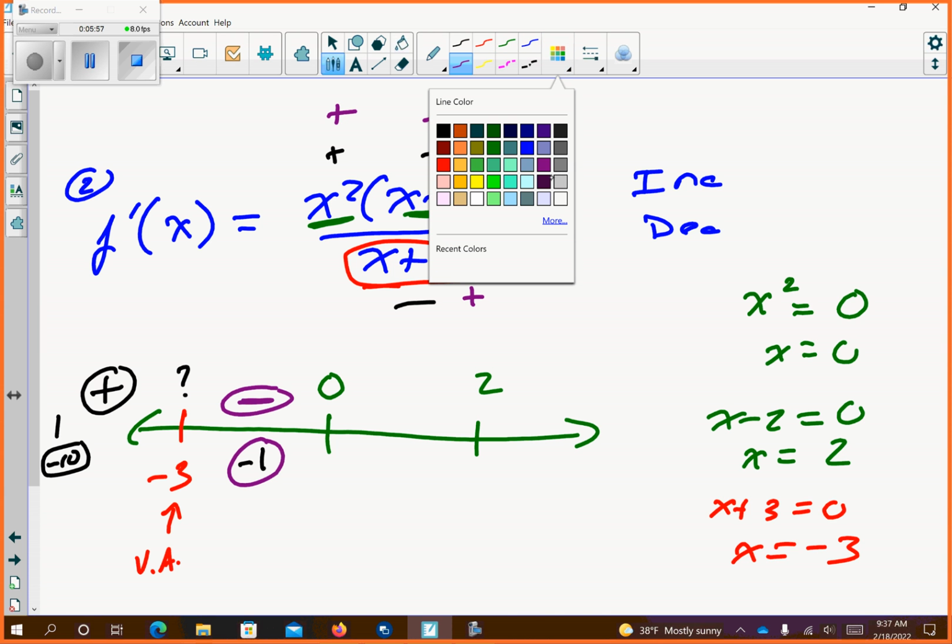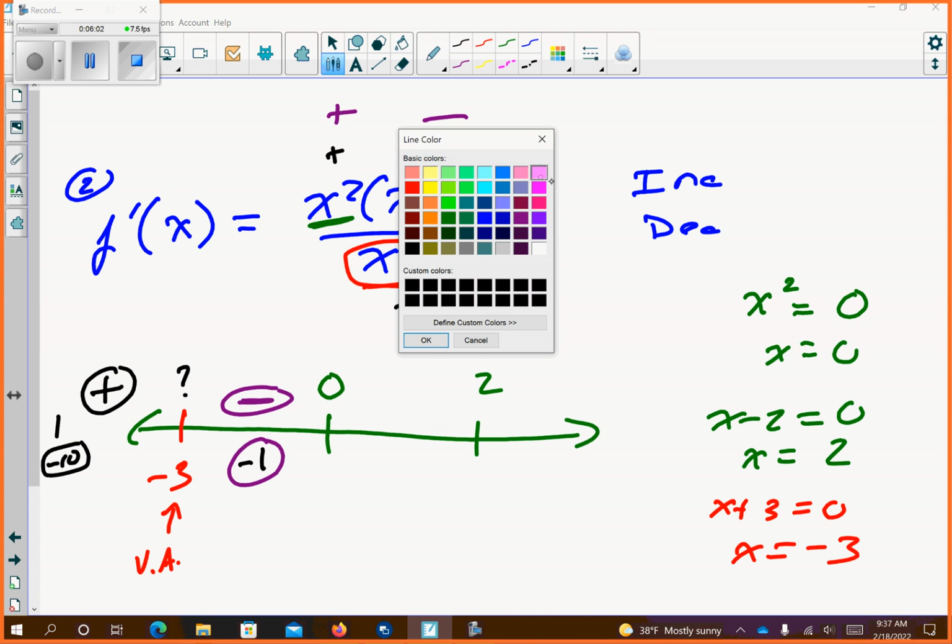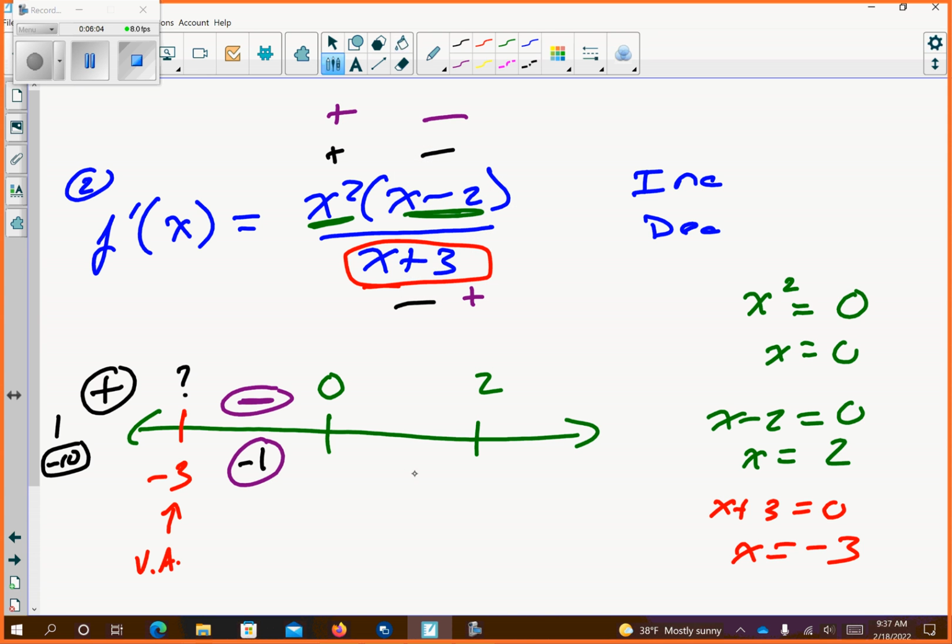Let's pick a nice pink. So let's pick 1, because 1 is somewhere between 0 and 2. If I plug 1 in, this would be positive, this would be negative, and this would be positive. So positive times negative is negative. Negative divided by positive is also negative.